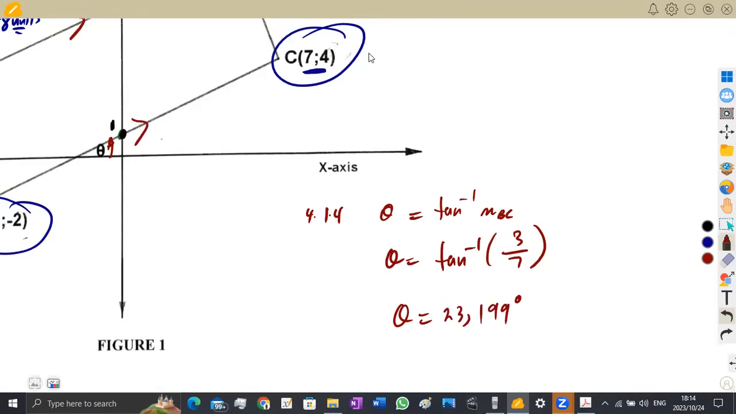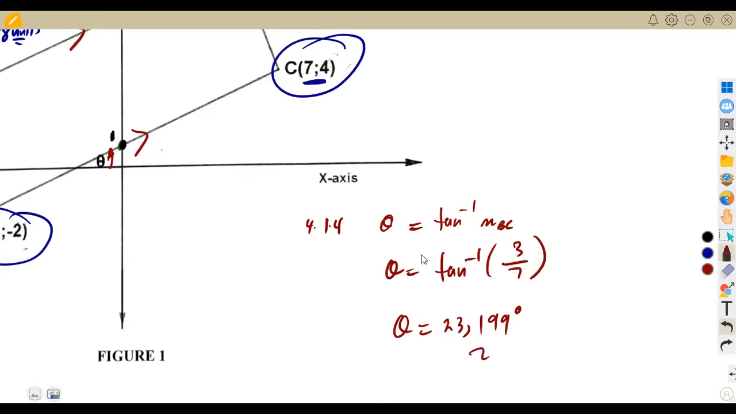23.199 degrees, that is to 3 decimal places. If you had to write to 3 decimal places, that will be our angle theta. Or someone can just write it as 23.2. It's up to you. It's a choice, but you can just have it like that.